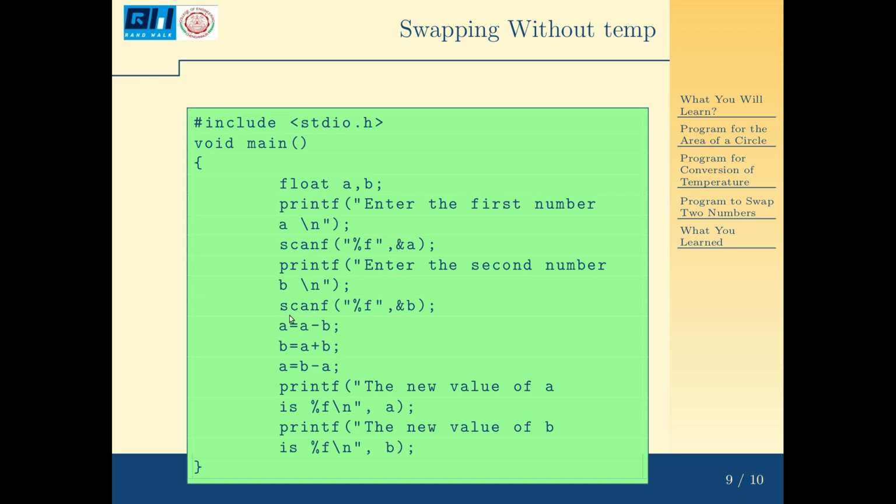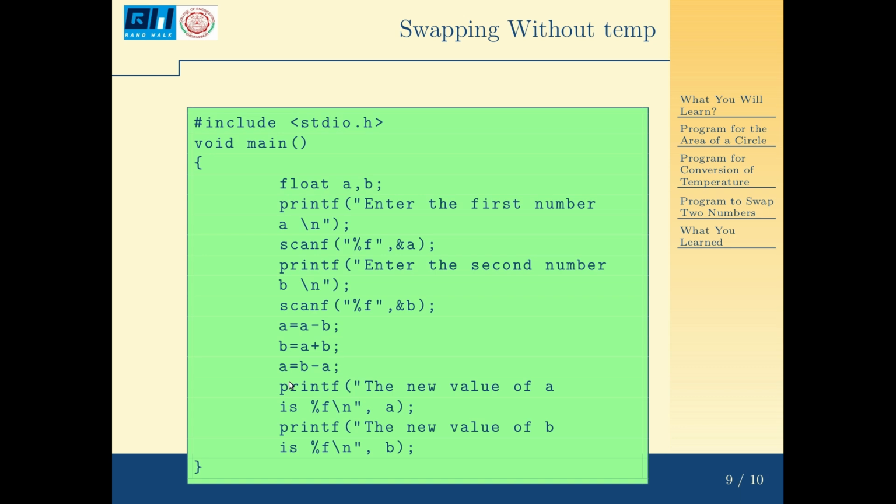Now I can use this algebraic manipulation: A is equal to A minus B and B is equal to A plus B. Look at these equations. A now becomes A minus B, and B is equal to A plus B. So earlier it was A minus B, which when added with plus B becomes A. So B becomes A.